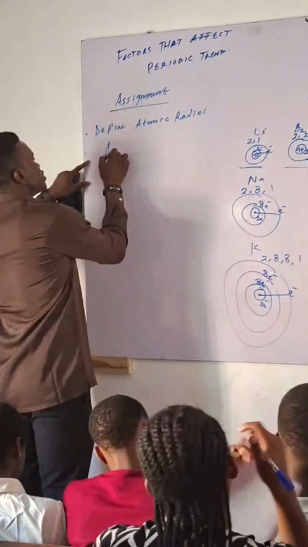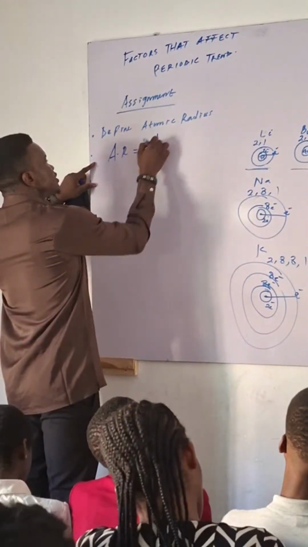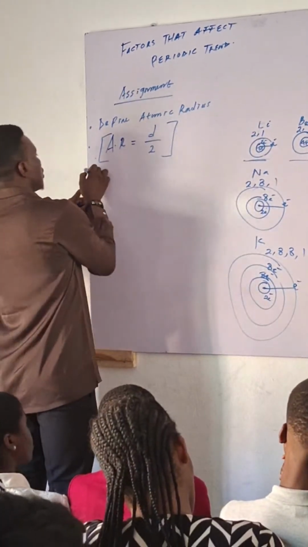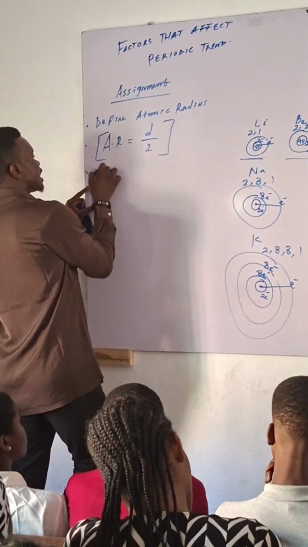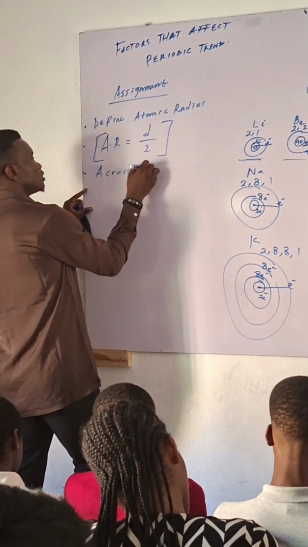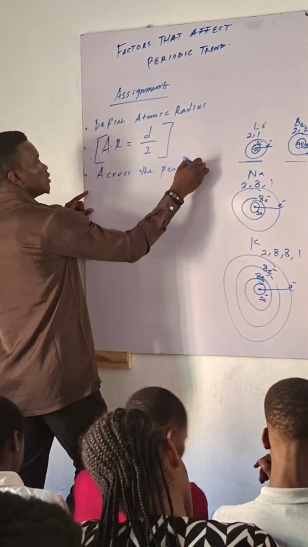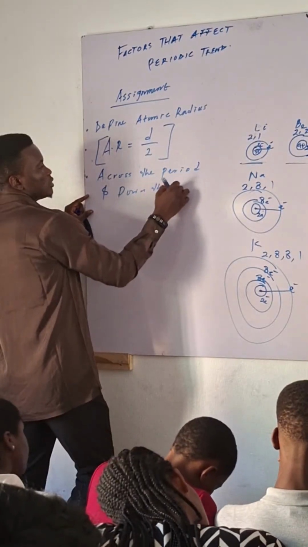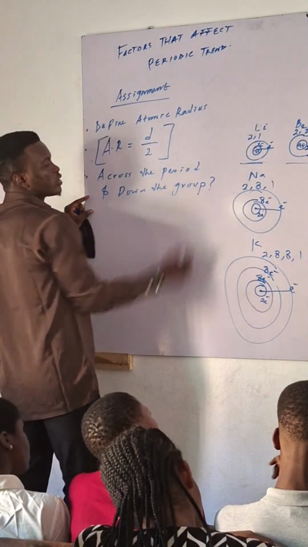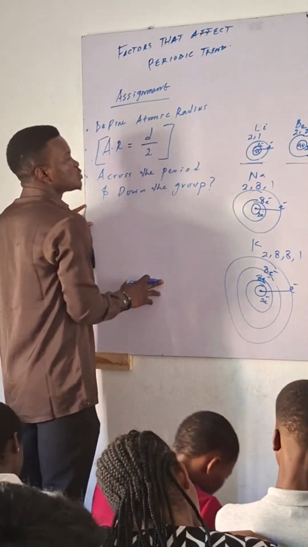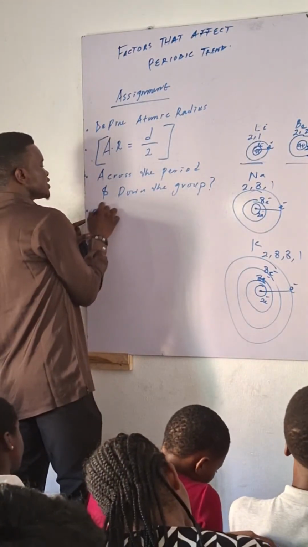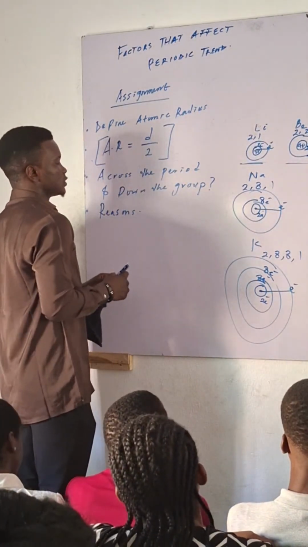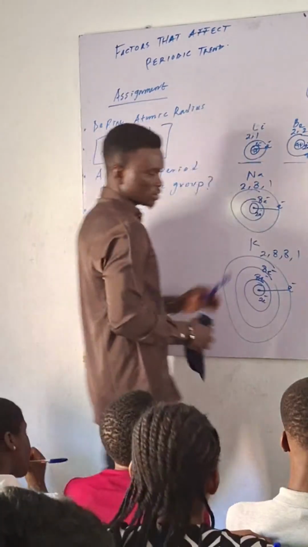What do you understand about this formula? Atomic radius is D/2. Next assignment: what happens to atomic radius across the period and down the group? You must be able to explain it and give the reasons for your answer. So you should give reasons for the trend, so that we will not waste time.